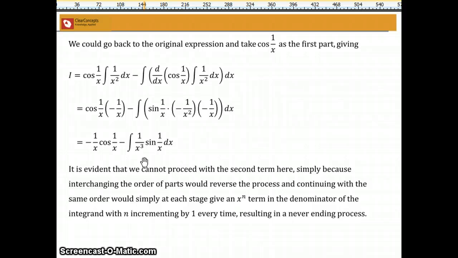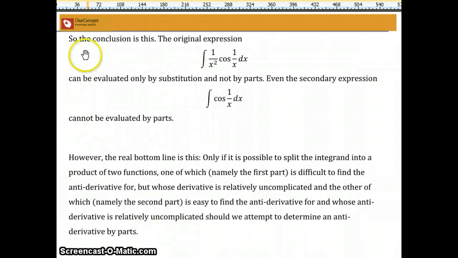And again, it's evident that we can't proceed with this second term. Interchanging the order of the parts would just reverse the process. Continuing with the same order would just give us an x to the power n term in the denominator each time, with n incrementing every time. So the next time it would be x to the power 4, and then x to the power 5, etc. So the conclusion is this: we've tried all possibilities for parts for the original expression, and we conclude that it can be evaluated only by substitution, not by parts. And even the secondary expression, integral of cos 1 by x dx, cannot be evaluated by parts.